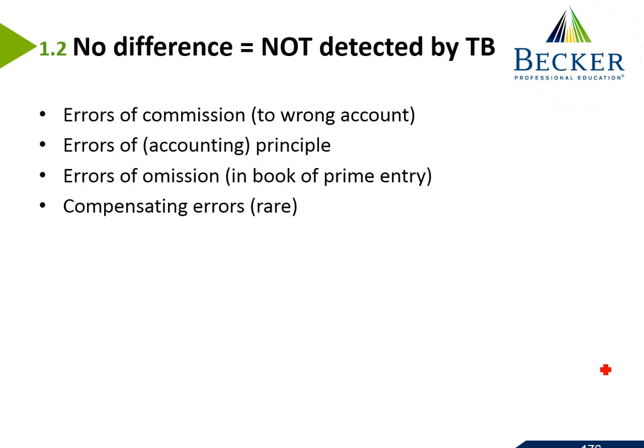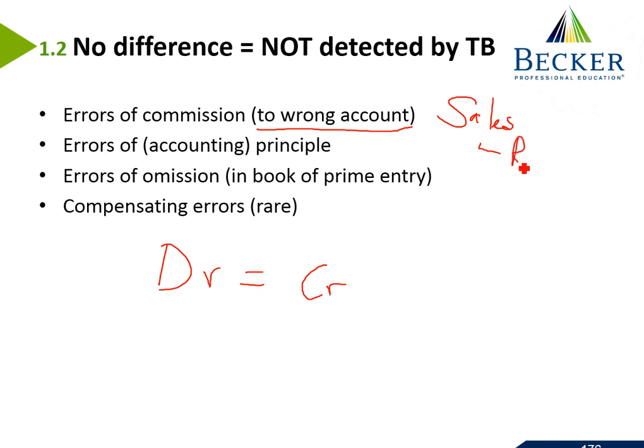So what about errors that are not detected by the trial balance? In this case, the debits and the credits are in happy agreement. All right. Easy example: errors of commission. These are posted to the wrong accounts. For instance, instead of posting to the sales account, we end up posting to the rent income account. Okay, and of course that is obviously the wrong income for that type, the wrong account.